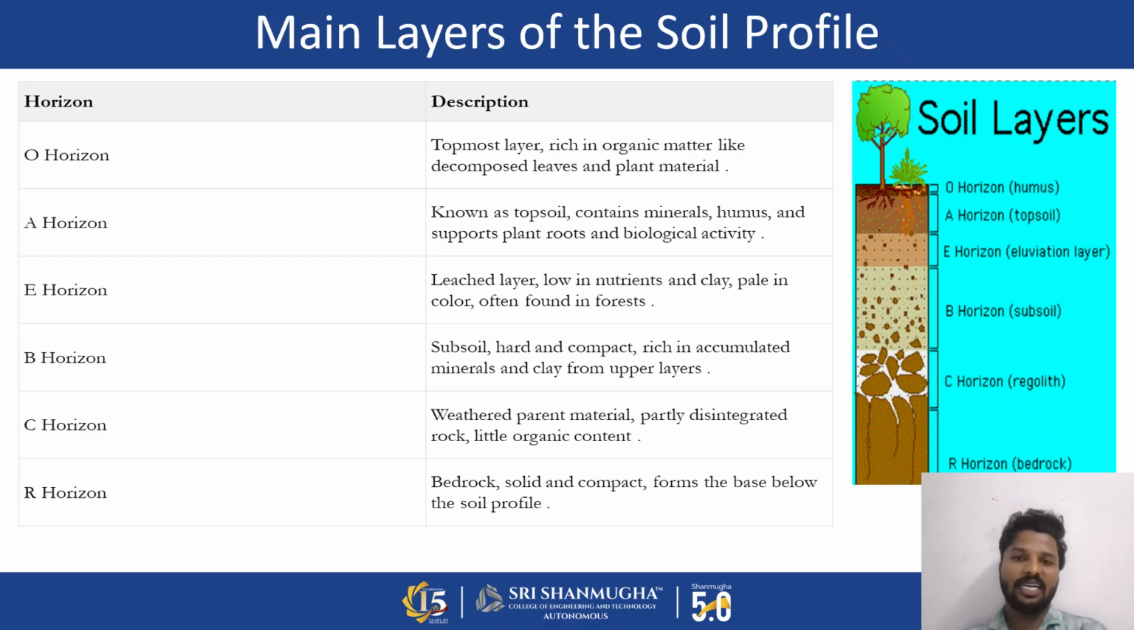Over geological time, weathering of the R horizon can contribute to the C horizon above it. The R horizon is impenetrable to roots and water, defining the lowest boundary of the soil system. So the R horizon is the last layer present in the soil profile.